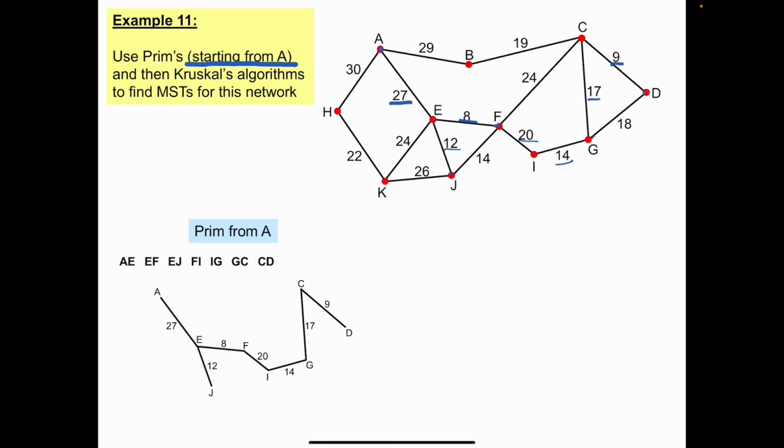And that gives me two more I need to connect. That's B, K and H. So B I can connect with 19. Then I can connect K through 24. And then I can connect 22 H. So the minimum weight of this tree is 172 when you add them together.